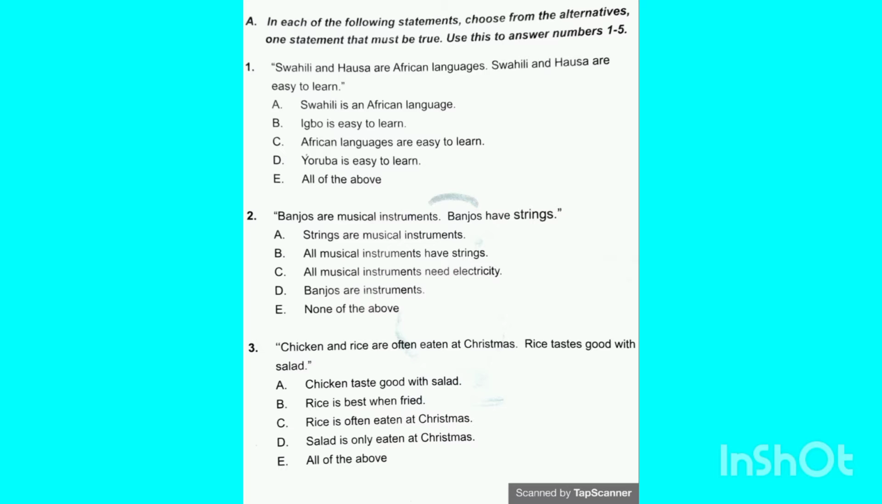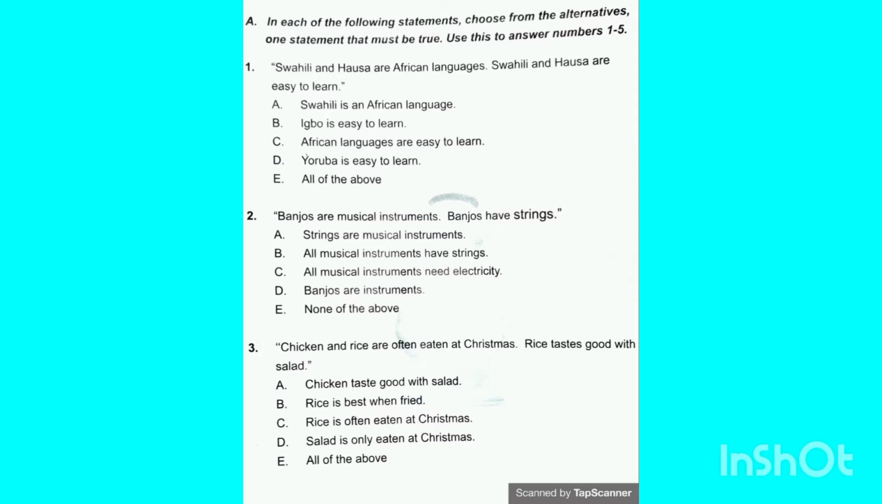Let's go. All right, look at our first slide for today. We have the instruction which says in each of the following statements, choose from the alternatives one statement that must be true. Use this to answer number 1 to 5. Okay, so we are going to answer the first two so that we'll be able to answer the others ourselves. Now number 1 says Swahili and Hausa are African languages.